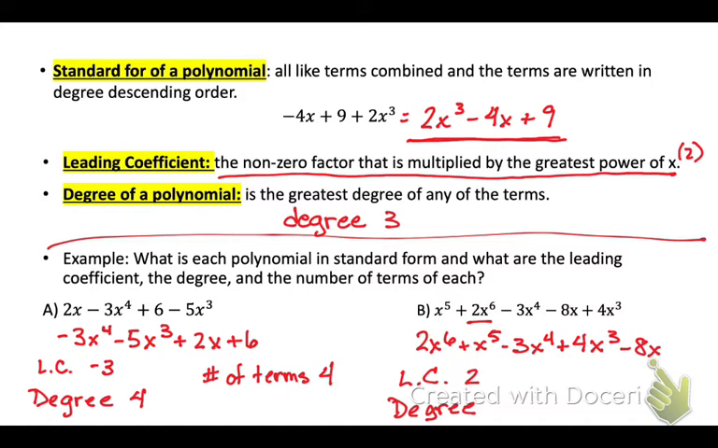Probably the biggest degree. 6. And how many terms? 2. 1, 2, 3, 4, 5. There's 5, you're right. Okay, we're not moving on.